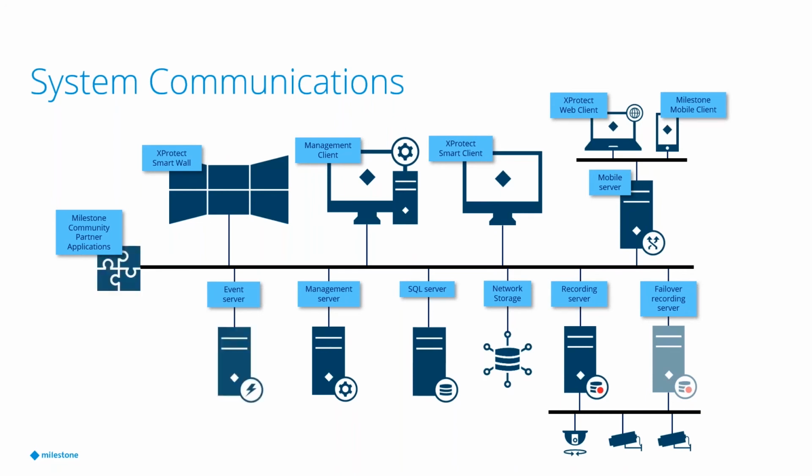Third-party Milestone community partner applications, such as access control providers or analytic providers, will talk directly to our event server over the MIP SDK. And this event server may in turn, let's say an access control event goes off, send a smart wall event to the smart wall and also send an alarm over to the smart client.